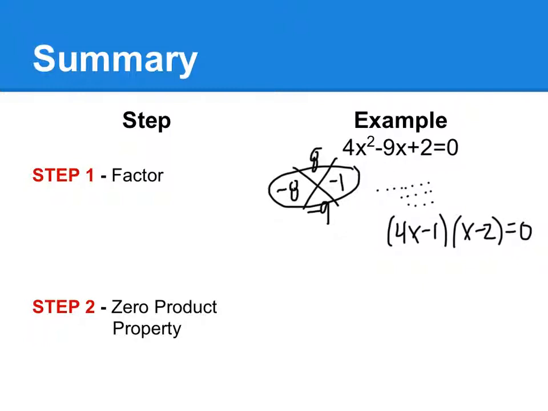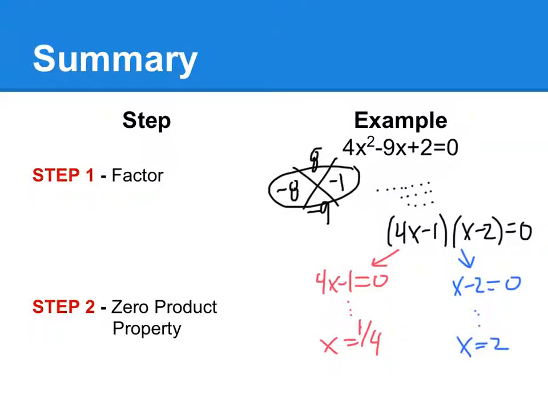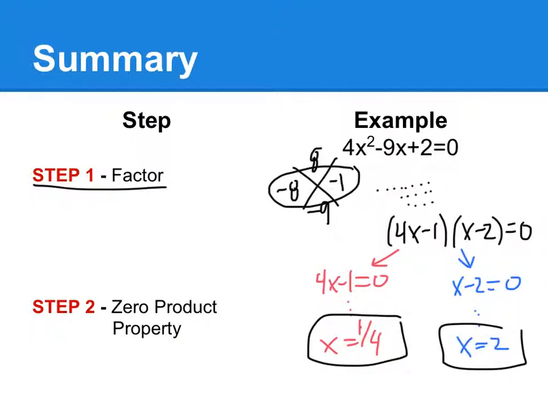And now for the second part, when you set each of them equal to 0, so you're going to say 4x minus 1 equals 0. Keep solving. X equals 1 over 4. Do the same thing for the other one. X minus 2 equals 0, or x equals 2. Those are your two solutions. It's pretty simple. This right here, step 1, is the same thing from classwork 3. Step 2 is very similar to classwork 2.